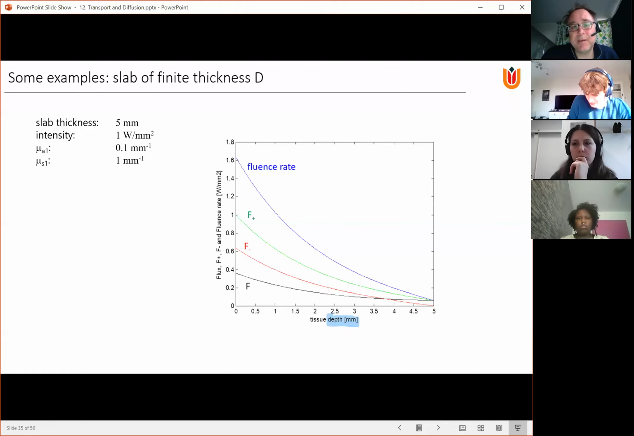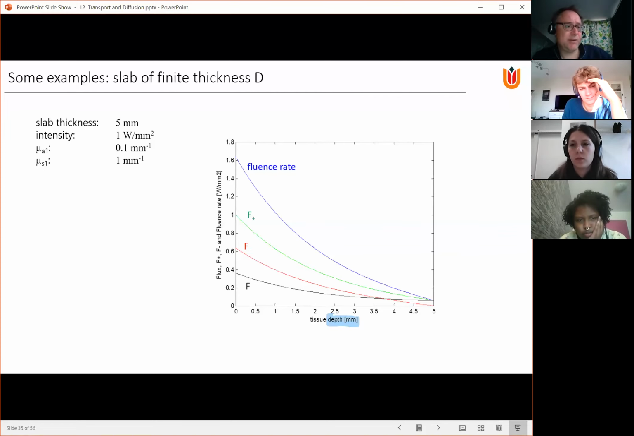So I put in only 1 watt per square millimeter, yet just below the surface, the amount of power that is absorbed there is about a factor 1.6 higher in this case. So can you explain the mechanism? Why would that be? I mean, it's no rocket science, of course.